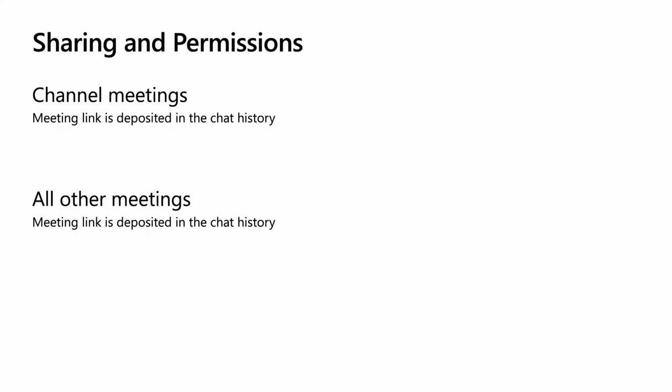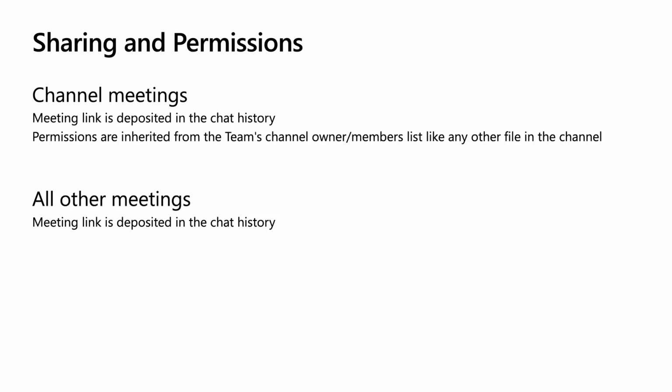I'm now going to walk you through the new sharing and permissioning experience for meeting recordings on OneDrive and SharePoint. Like normal, when a recording concludes, the link to the meeting recording will show up in the meeting chat history for both channel meetings and all other types of meetings. The default permissions that provide access to that shared recording file are different for channel meetings versus all other meeting types. Permissions for channel meetings are pretty straightforward.